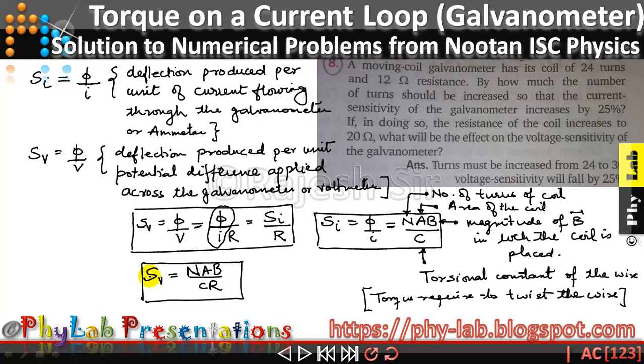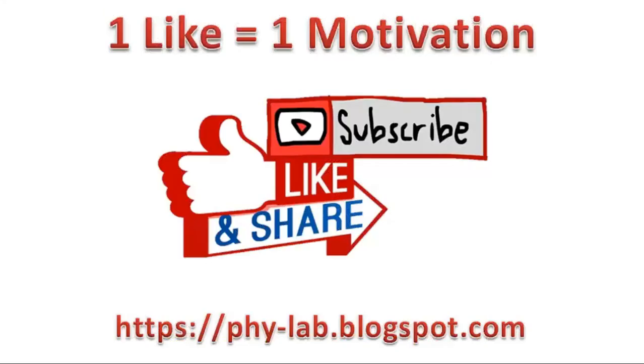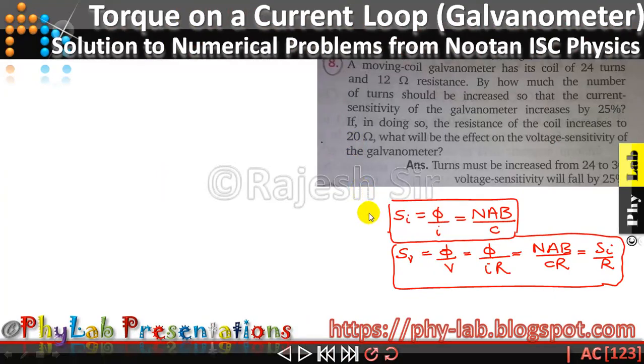Now let's move to this particular numerical problem. Let's try to understand how this numerical can be solved. As we now know what we mean by current sensitivity or voltage sensitivity for any galvanometer, let's proceed to solve this problem. So current sensitivity has an expression of NAB upon C, where N is the number of turns. According to the question, the number of turns that the coil has is 24.